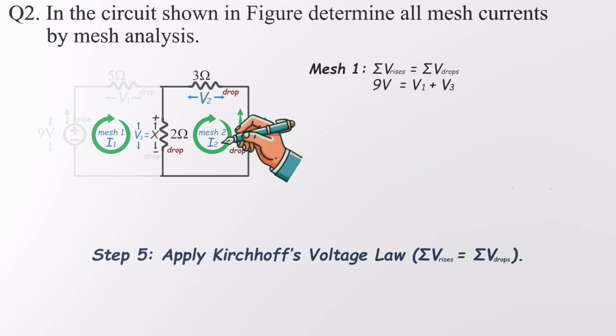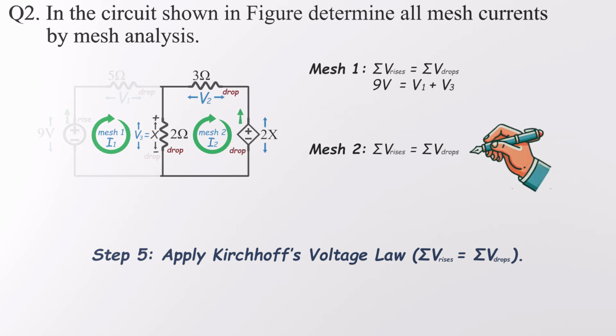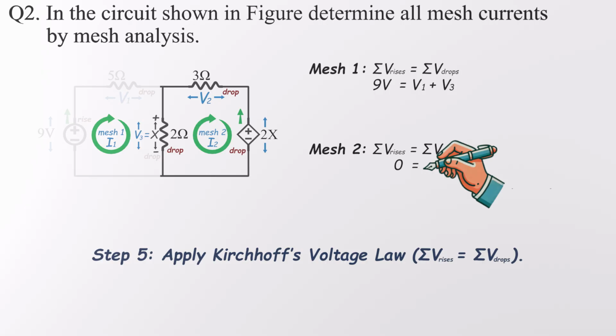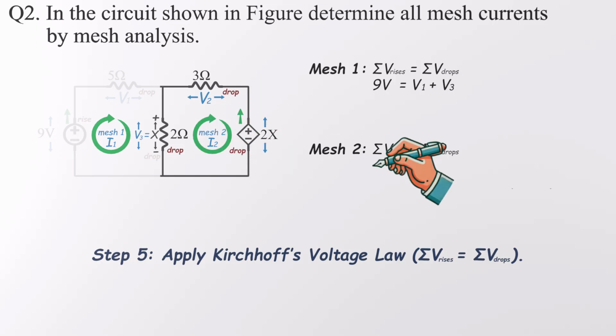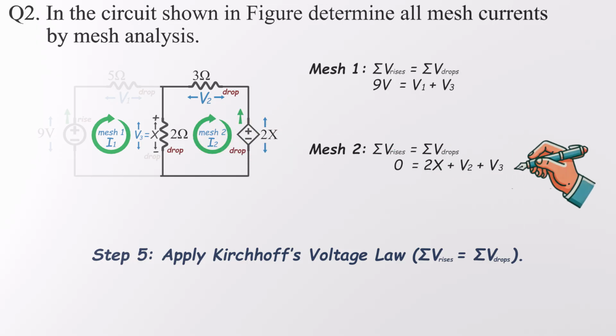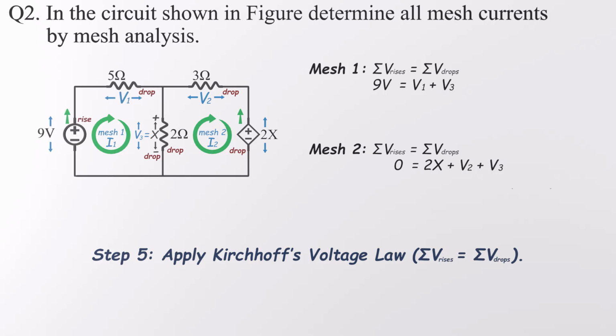Moving on to mesh 2, this loop has no voltage rises. Every component here contributes a drop. We've got the dependent voltage source, labeled 2x, plus drops across V2 and V3. So the KVL equation for mesh 2 is 0 volts equals 2x plus V2 plus V3. And that gives us our 2 core equations, one from each mesh. Keep them clean, double-check your signs, and these will form the backbone of solving the entire circuit.